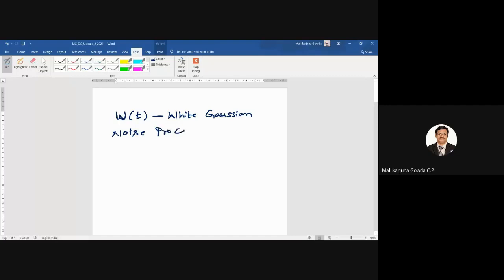Hope you are able to see my writing now. Yes, sir, visible. So I said the capital W of t is the white Gaussian noise process with zero mean and power spectral density of N naught by 2.